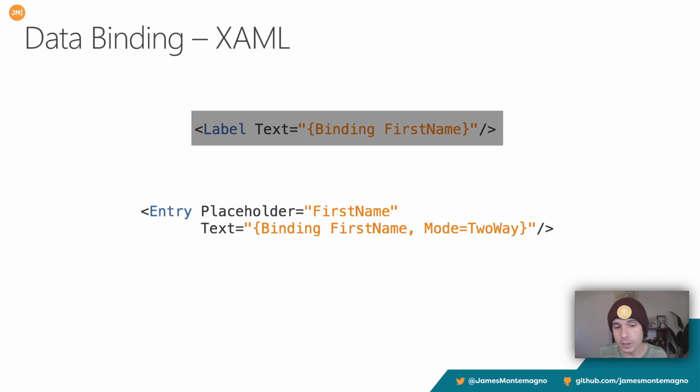Another thing that you can do is you can have different modes. And Xamarin.Forms is really smart about picking the default mode for it. Like a label, it's only ever going to be one way, which is from your code behind to the user interface, whereas an entry that you type in will be two-way, which means that the UI can update the code behind and the code behind can update the UI, which is very, very nice. So just be aware that there's a few different modes, and I'll put links to the documentation below too.